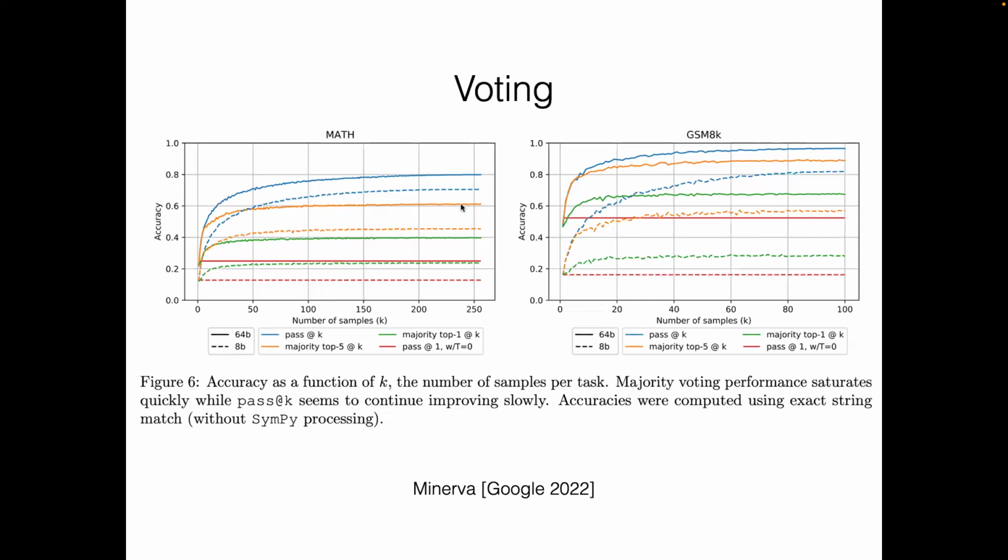Now we could look at the majority vote. And here they have two different versions. This one is doing majority vote, and then it's still choosing the top 5 answers and using the oracle to say, is the correct answer in any of the top 5? And then this green one is the majority vote where you just pick one answer.